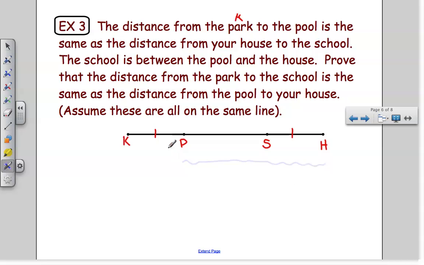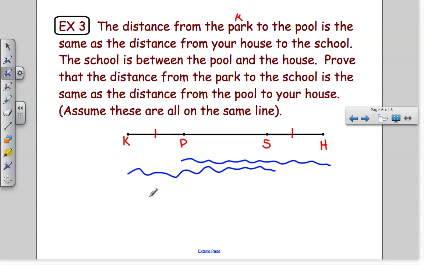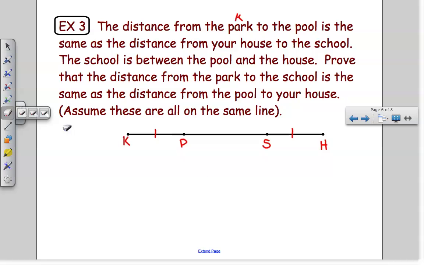Alrighty. Well, I did the disappearing ones, but take a look here. I'm going to do this with a real pen. Park to school is the same as the distance from the pool to the house. If we know that these portions are congruent, then this is congruent to this, and the only thing that they have in common is right here. They both have that in common, and we already know that these two are congruent. So really all it is that both of these congruent segments are adding this segment PS to them. We should be able to prove this because all you're doing is adding that segment in the middle, that PS.